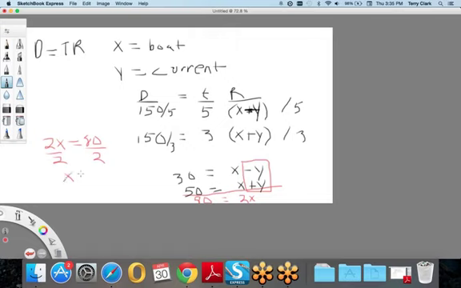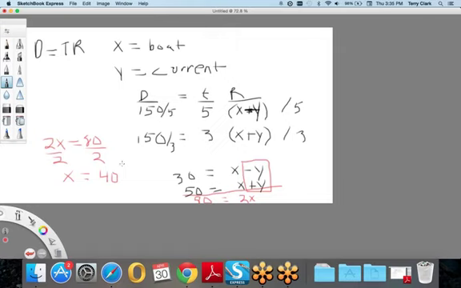X will equal 40. Okay, now what is 40? Well, at the beginning I said that x equaled the speed of the boat. So 40 is the speed of the boat. I still have to figure out what the speed of the current is.